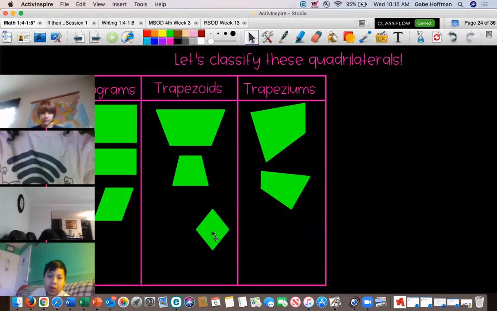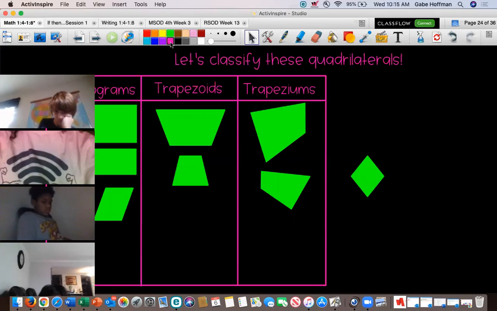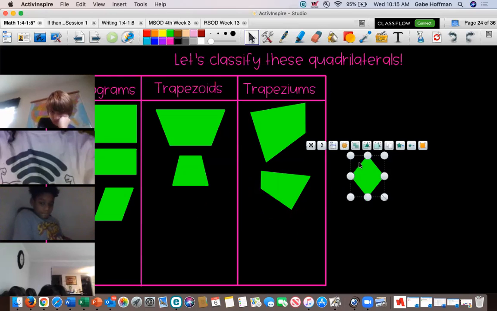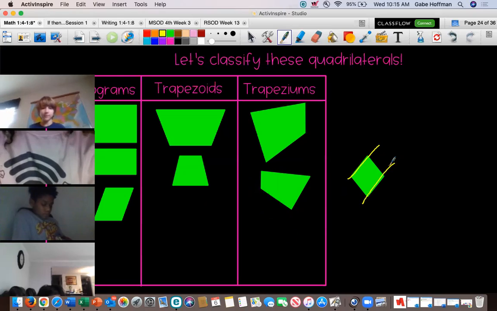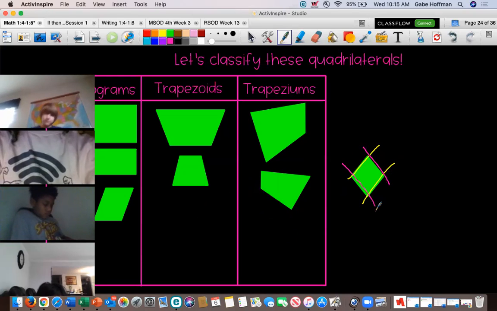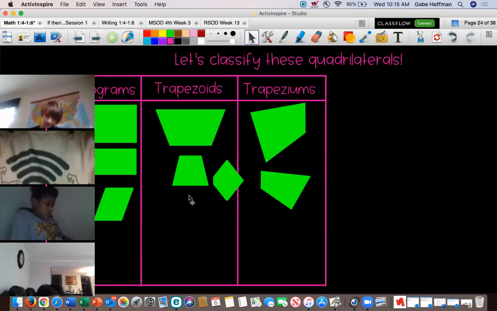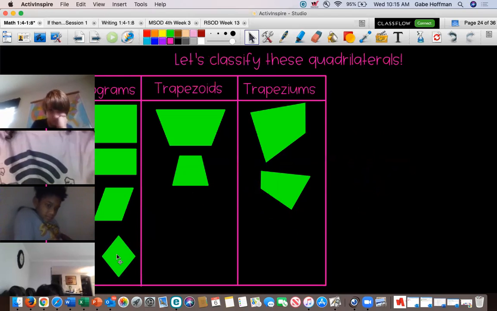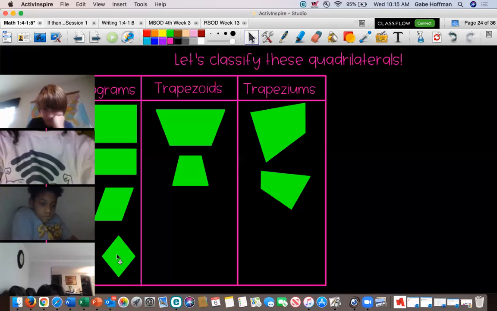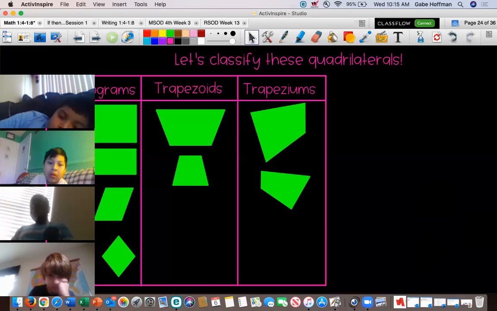Trapezoid. Oh, this one's tricky because of the way it looks. So, Christian, how many sets of parallel sides does this one have? 2. Okay. So where does that go? Parallelograms. Let me give you a little clue. It has no right angles, but all 4 sides are equal. You remember what it's called if all 4 sides are equal? Do you remember what it's called when it has all 4 sides equal with no right angles? I'm going to go back. Rhombus. Very good. All right.